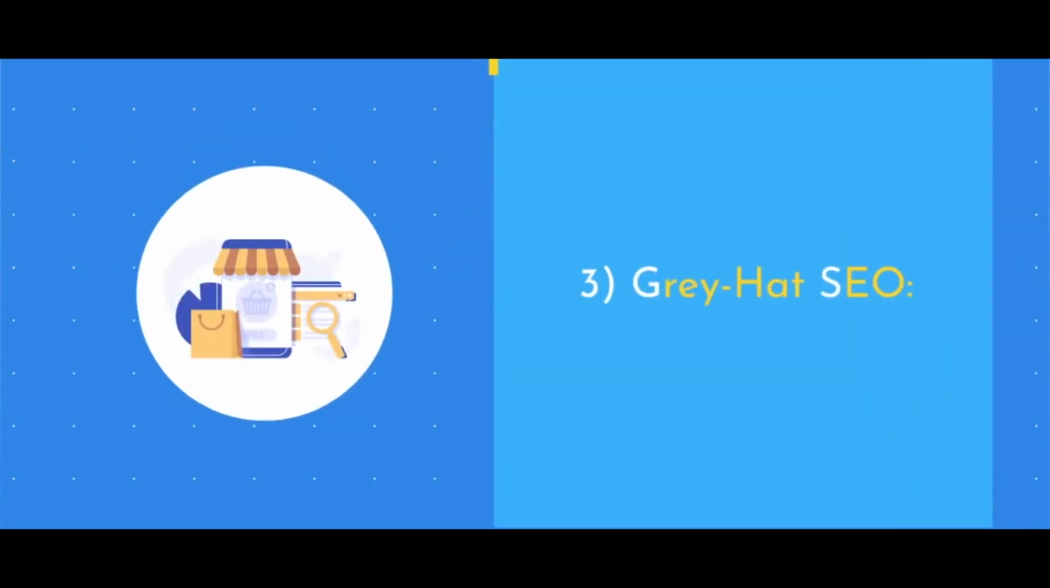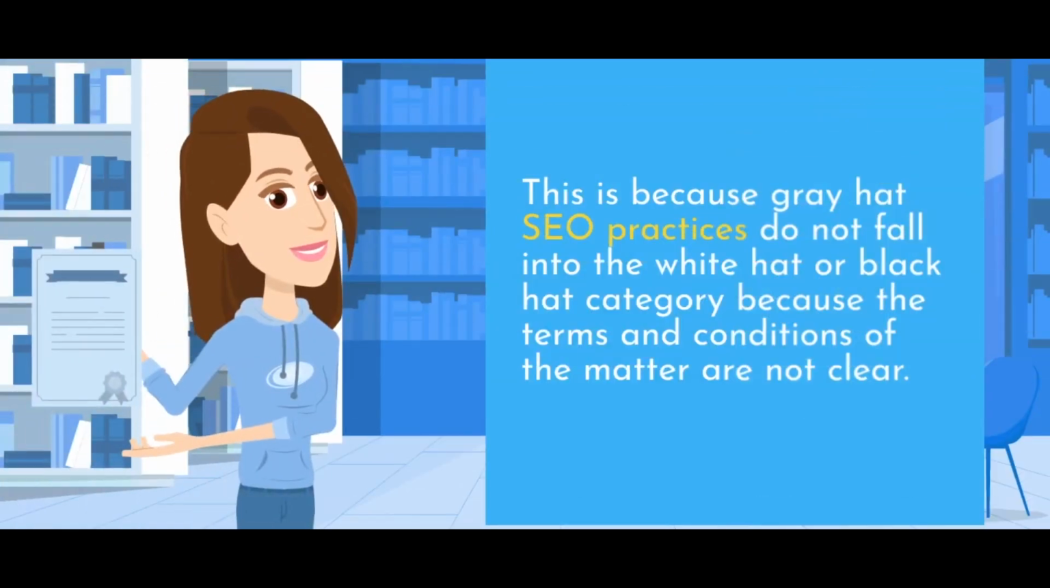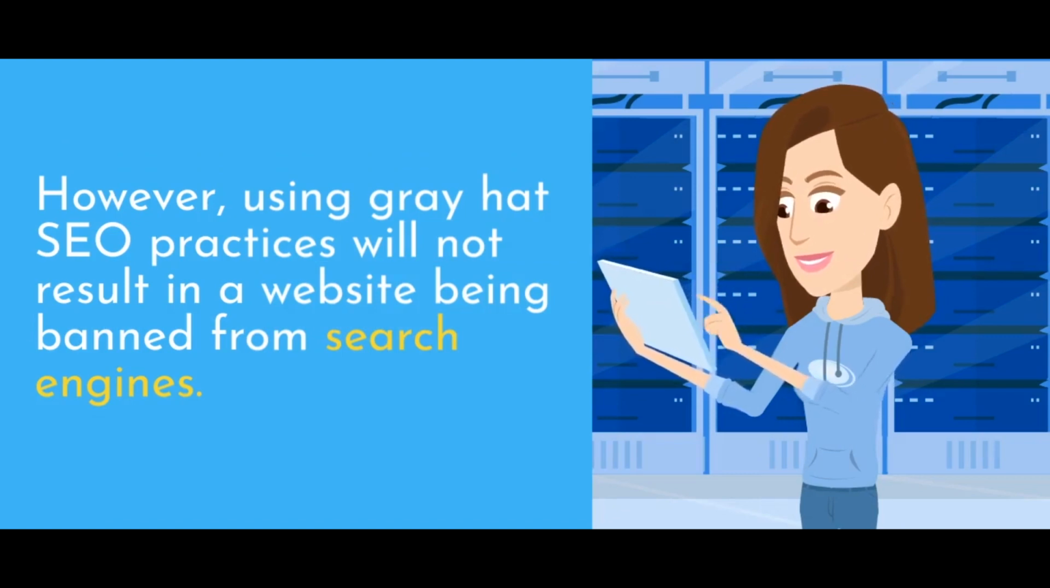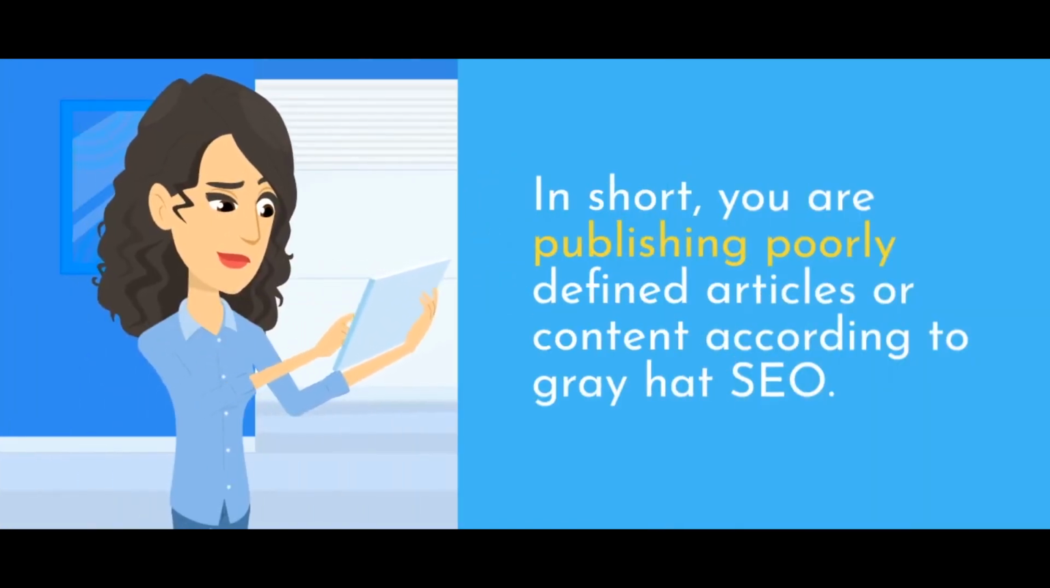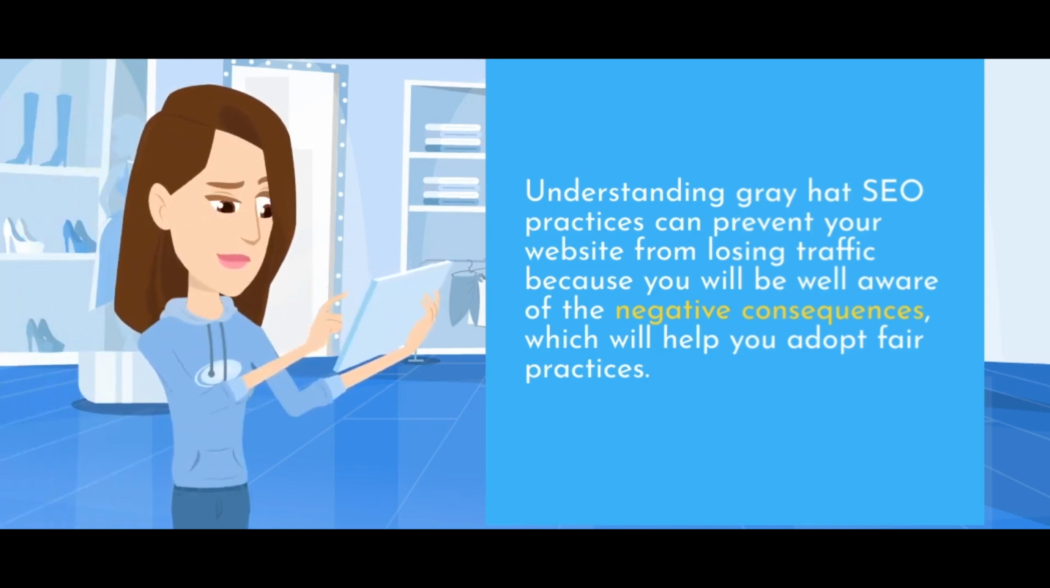3. Gray hat SEO. This is a riskier SEO practice than white hat SEO. This is because gray hat SEO practices do not fall into the white hat or black hat category because the terms and conditions of the matter are not clear. However, using gray hat SEO practices will not result in a website being banned from search engines. In short, you are publishing poorly defined articles or content according to gray hat SEO. Understanding gray hat SEO practices can prevent your website from losing traffic because you will be well aware of the negative consequences, which will help you adopt fair practices.